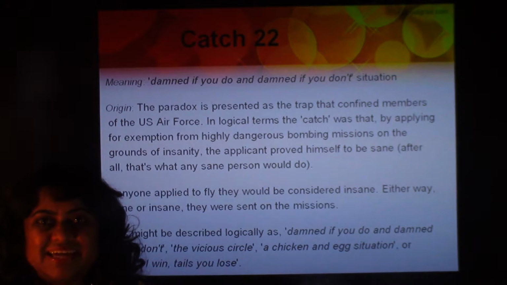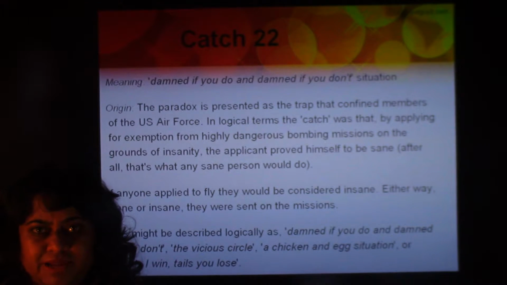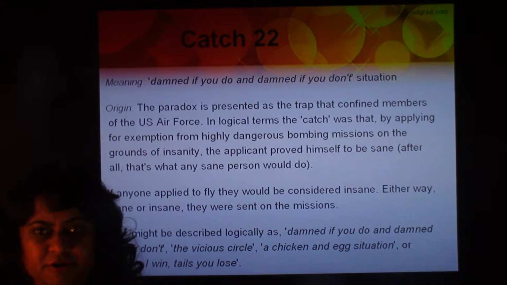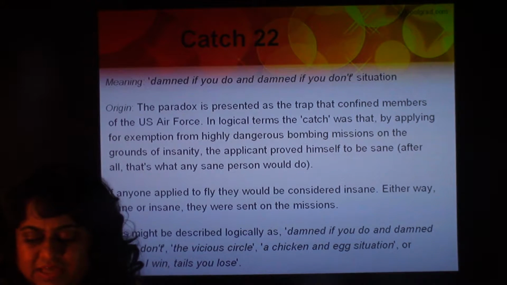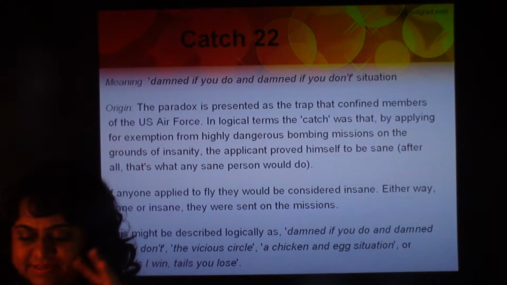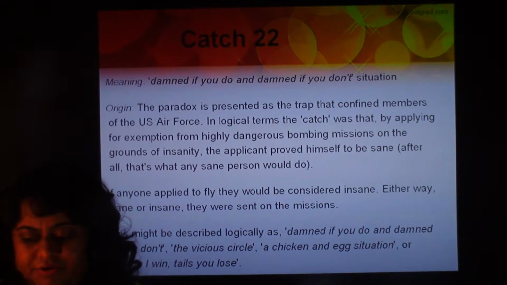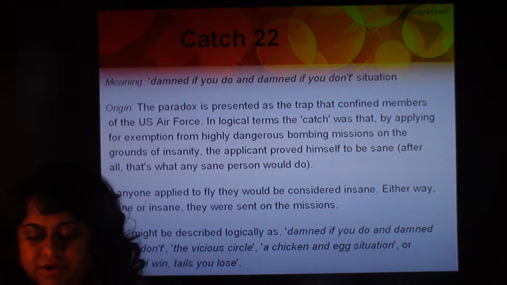Catch-22. A lot of you have heard of this term. A catch-22 means you're damned if you do and damned if you don't. It's kind of a paradoxical, tricky situation. So the paradox first originated in the US Air Force. A lot of these Air Force personnel had to fly in the battlefield and war zones and fight in the wars. And they were sent on very dangerous and life-threatening bombing missions.